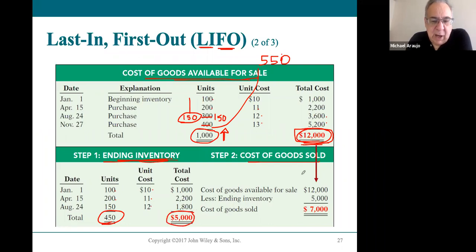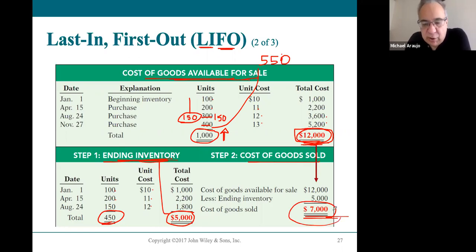So basically, of the $12,000 of inventory that you started with, the total, you still have $5,000 left that you own in ending inventory. The difference you sold. So that becomes your cost of goods sold. Again, you can verify this $7,000 number.